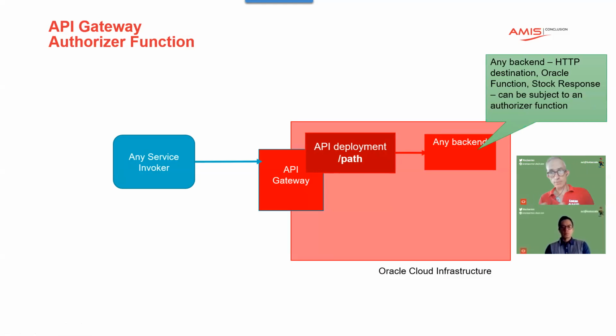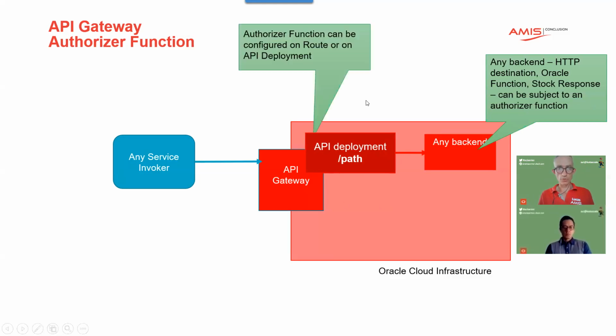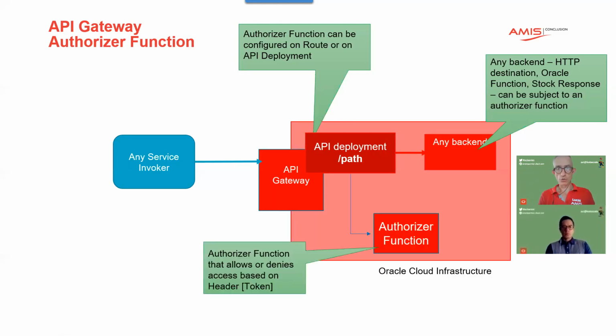Any backend can be protected with this authorizer function by specifying the authorizer function on the API deployment, either on a specific route or on the API deployment, which is a cluster of routes in total. I will show you this in a moment. The authorizer function is a function, and now we know how to define functions and how to deploy them. This function basically returns a response that says true or false, allowed or rejected, and it can return some other information as well.